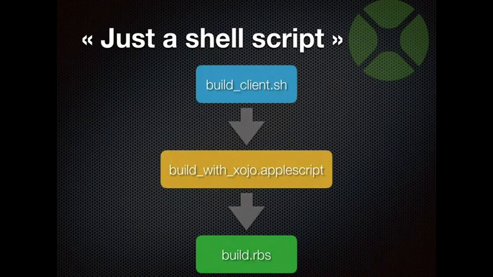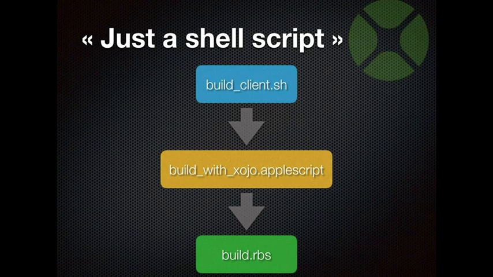So what was it? Well, you know, a build script is usually just a shell script. So you start with a script. It could be a batch script if you're on Windows, or a shell script if you're on Linux or Mac. But in our case, we have a script called build client, which eventually calls build with Xojo, which is an AppleScript, and then which calls a build.rbs, which is a real basic script. So it uses XojoScript if you wish.